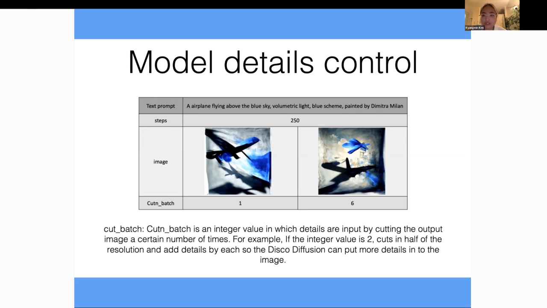Cut batch is an integer value in which details are input by cutting the output image a certain number of times. A higher value results in a higher video quality. However, video random access memory use increases as well. Values from 4 to 8 take a reasonable amount of time, depending on users, and the output details were also of a value that was not disappointing. As shown in the table above, the value of 6 shows more excellent detail than 1.